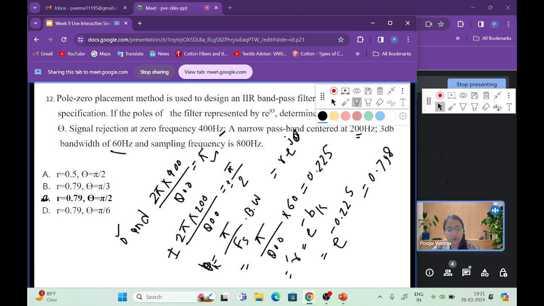In order to find out the r value, the formula is r is equal to e to the power minus bk. So from here, first we need to find out the bk. The bk can be found by pi by fs multiplied by bandwidth. Bandwidth is already given. So from here we get the bk, and by putting the bk value in this equation we will get r as 0.798.